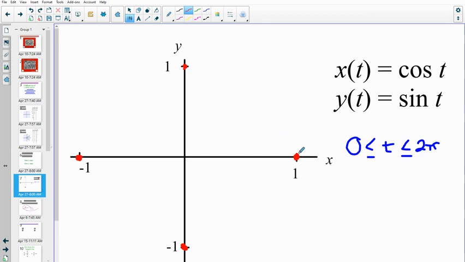How about pi over 4, halfway in between? So thinking about 45 degrees. Now cosine and sine are both going to be square root of 2 over 2, which is about 0.7. So if I'm to the right by 0.7 and up by 0.7, we're going to be somewhere up right about here, I think. So looks like we're going to have a curve that's doing something like this.